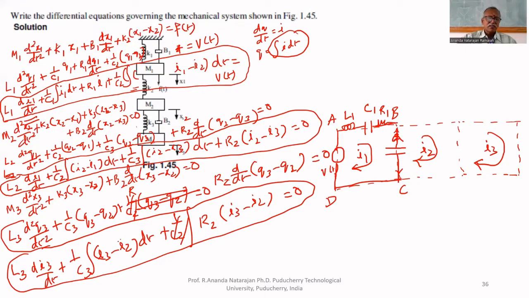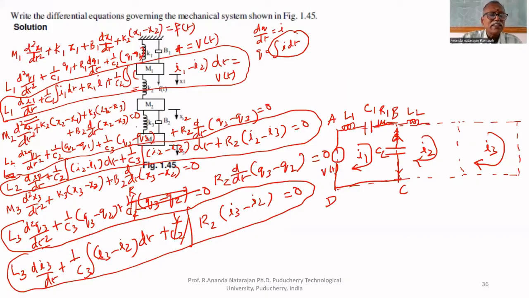Consider the second equation. L2 di2 by dt. Only I2 is flowing, therefore we have to draw here L2. Then 1 by C2 integral of (I2 minus I1). Already we have drawn that C2, therefore no need to draw now.